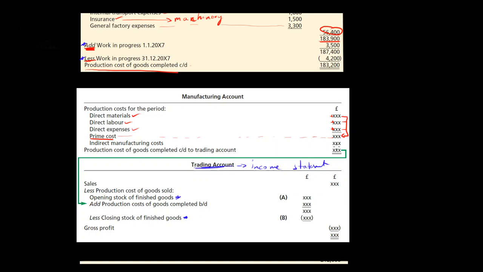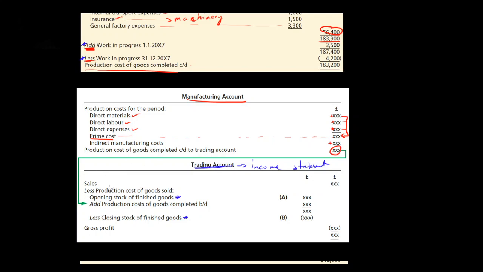Then we add indirect cost to that prime cost. Prime cost is basically the direct costs. Direct cost plus indirect cost, we find the production cost of goods completed, which will be transferred to our trading account or the income statement. So this is our answer for manufacturing account. And then this will be transferred to your income statement.